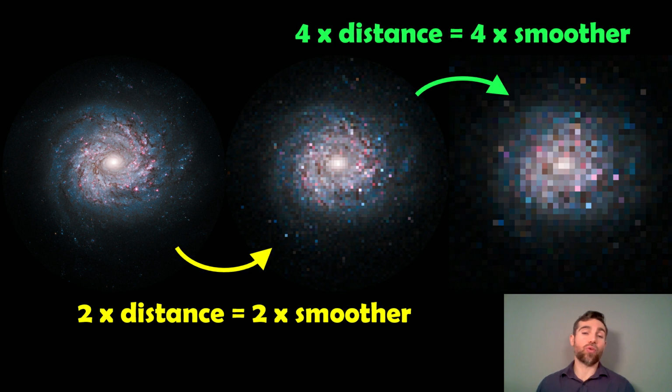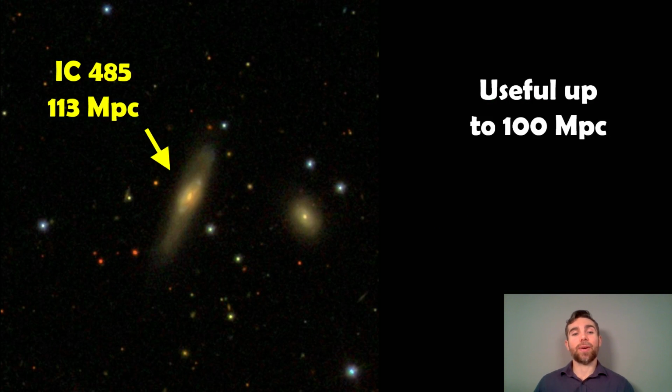So the way this technique can be used is that if a galaxy is twice as far away from another one, it will appear twice as smooth. And then another one that is 4 times the distance is going to appear 4 times smoother. So if you can work out the smoothness of the surface brightness, then you can work out the distance to it as well. So it's a technique that can get you your distance.